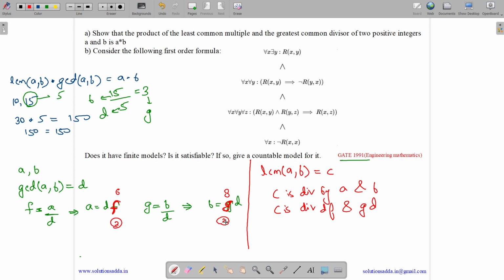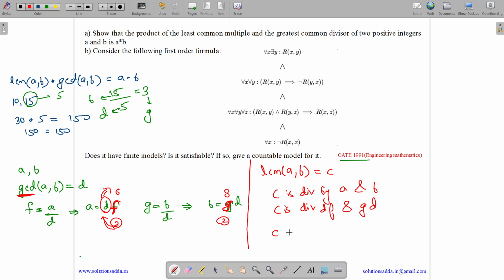It won't be possible, because if they had a common factor as 2, then that common factor would get shifted over here to the D, and D would have a larger value, because this is the greatest common divisor. So that 2 will become part of the D. So we can easily say that F and G won't have any other common factors, otherwise D would have been bigger by those factors.